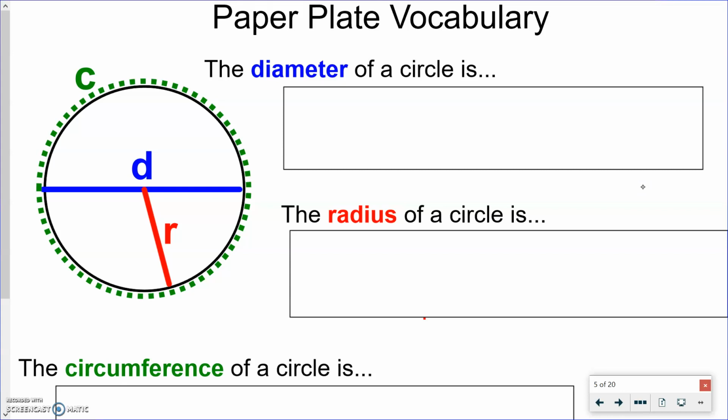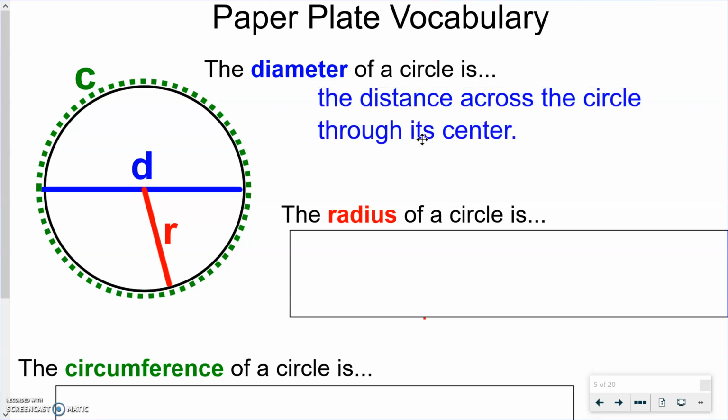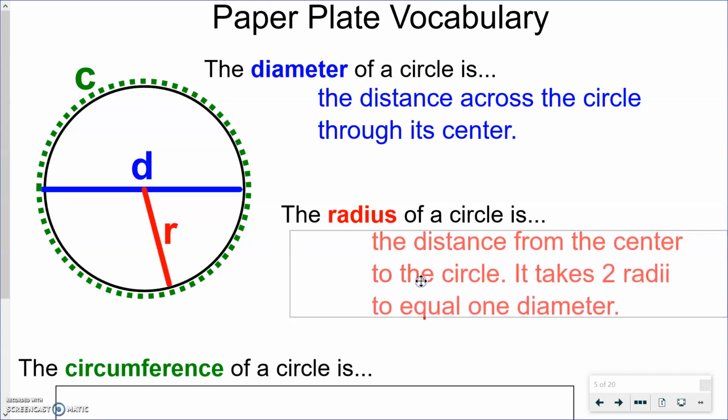So our diameter, you can see, is your blue line across that circle, and it's represented by D. Your diameter of a circle is the distance across the circle through its center. Okay. Next, you have radius, which is represented by the red line. The radius of a circle is the distance from the center to the circle. It takes 2 radii to equal 1 diameter. So essentially, your radius is half of your diameter.